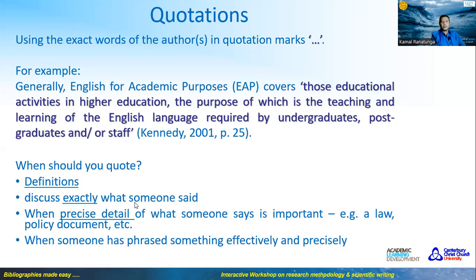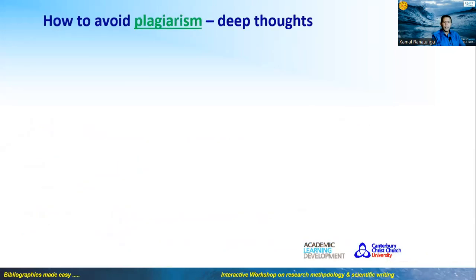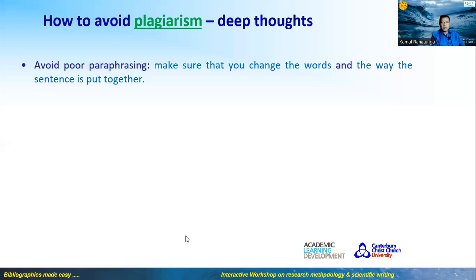In many cases, the definitions, like if you need some precise information, for example in the laws, because you can't change the law, then in that case you have to use quotation marks. I think the social sciences and humanities very commonly use quotation marks, but in natural science, like in our writing, we seldom use quotations unless it's really necessary for definitions, right? And how to avoid poor paraphrasing? As I mentioned before, paraphrasing is the key. So you have to practice a lot how to do this paraphrasing, get the meaning right, and write it in a proper way in your own words. So that is the best way to avoid plagiarism, right?